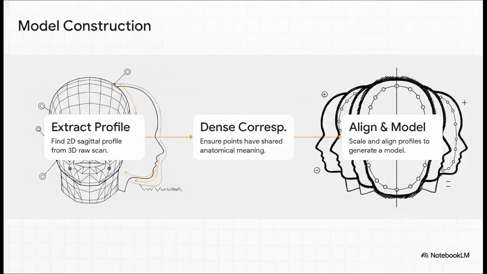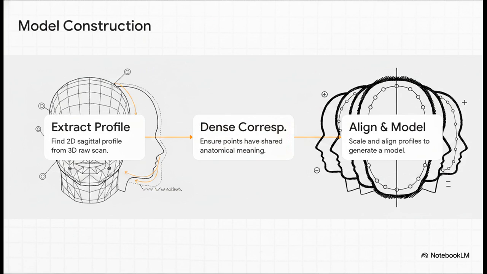But to turn this from a cool coding trick into a usable medical tool, the researchers at York built a fully automatic 3-step pipeline to create a 2D morphable model. Step 1, profile extraction, where they pull that 2D profile from a 3D scan using facial landmarks. Step 2, dense correspondence. This ensures every profile has the exact same number of data points, so apples are being compared to apples.